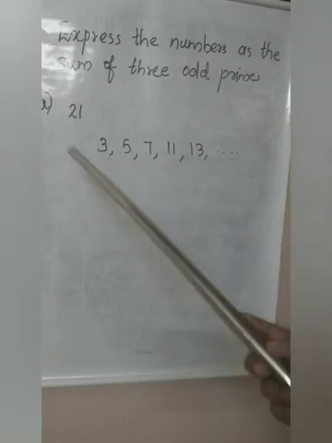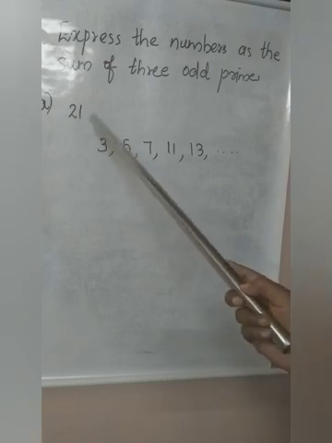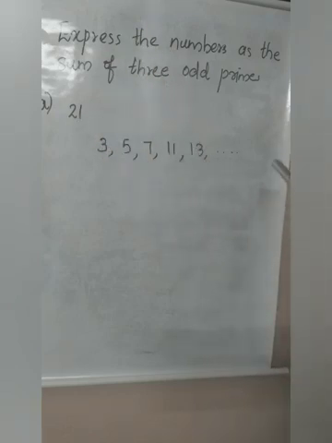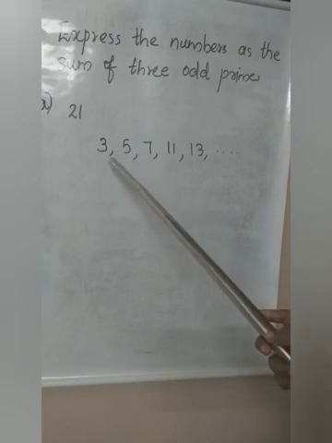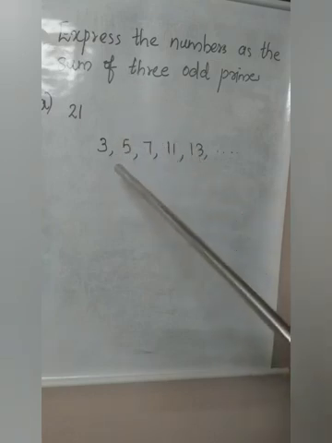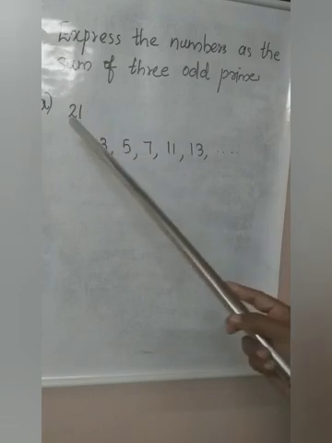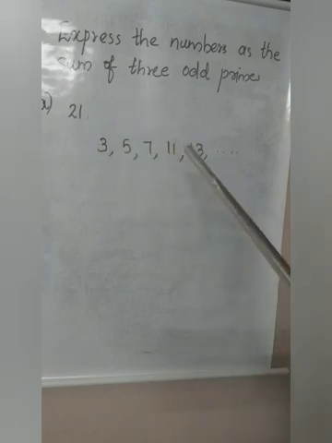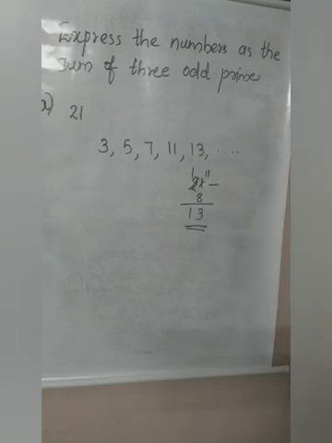Now, by adding which numbers will I get 21? So we can add and check. 3 plus 5 is 8. Now with 8, if we add what, we get 21? Just subtract 8 from 21. What are you getting? 21 minus 8 is 13. Now check whether 13 is an odd prime number. It is included in the list of odd prime numbers. Is it there? Yes. 13 is there, isn't it?